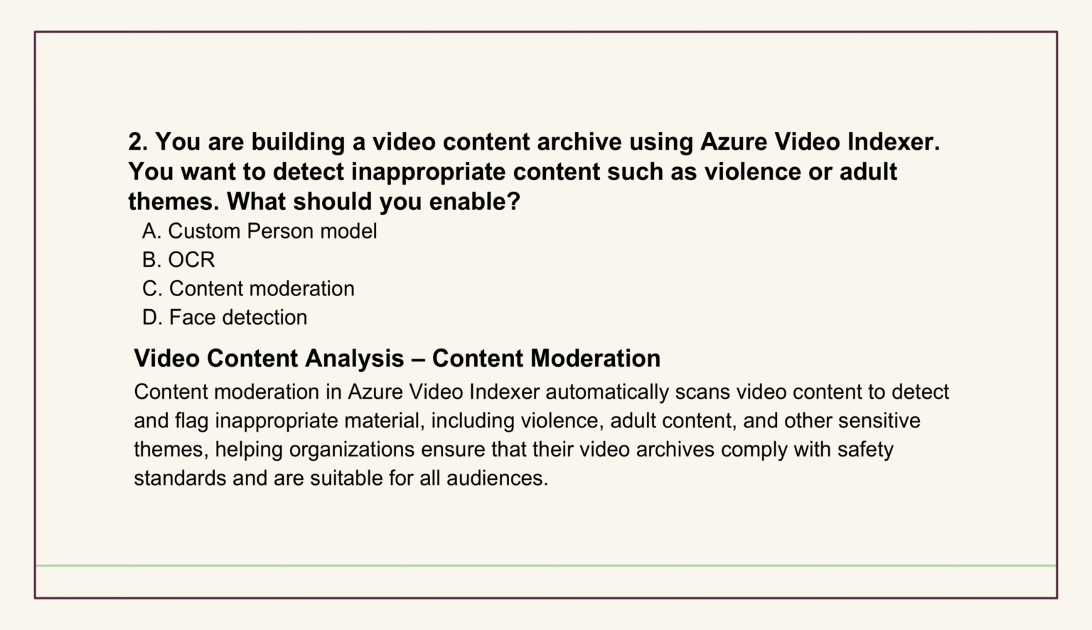Okay, shifting gears a bit, from static documents to dynamic content. Scenario 2, question 2. This one deals with video. You're building a video archive using Azure Video Indexer, and you need to detect inappropriate content like violence or adult themes for content moderation purposes. What do you enable within Video Indexer? The answer is simply content moderation.